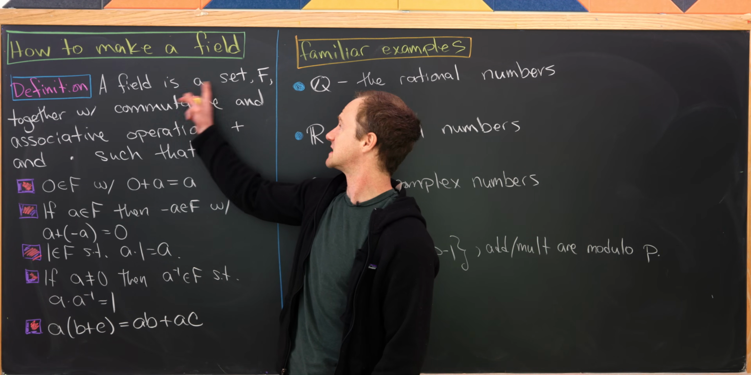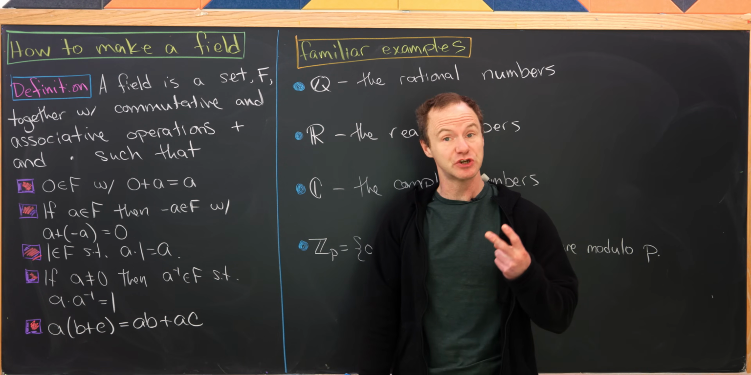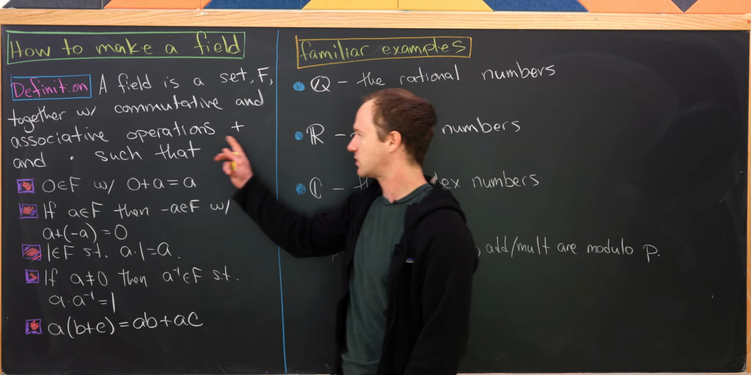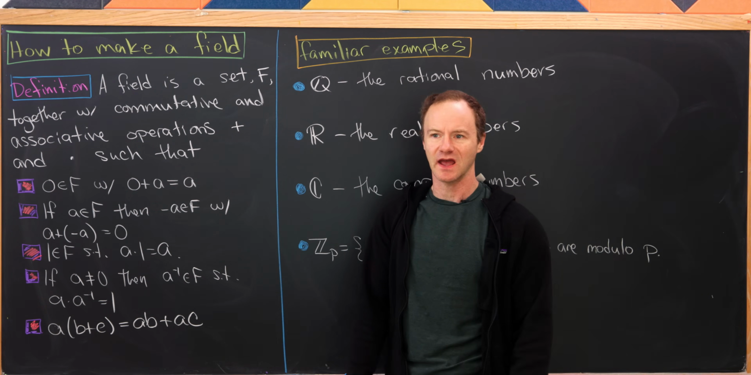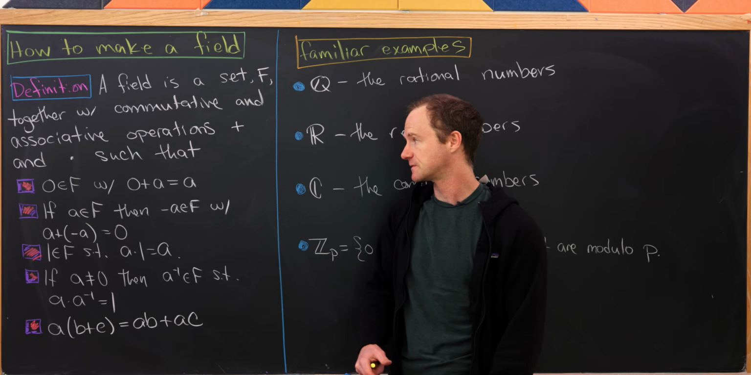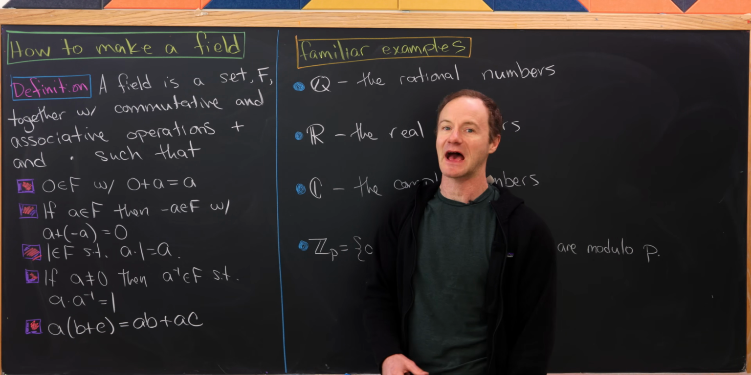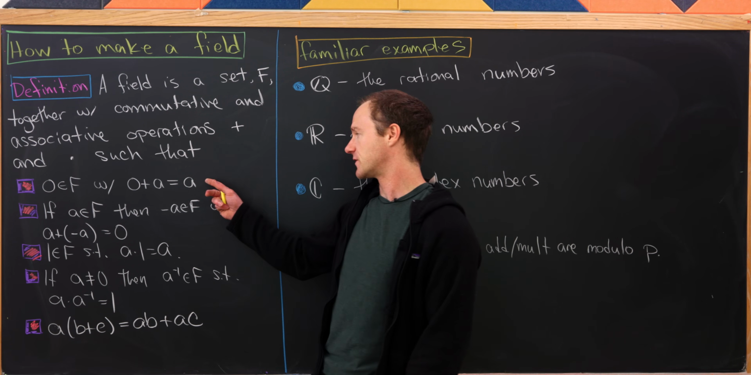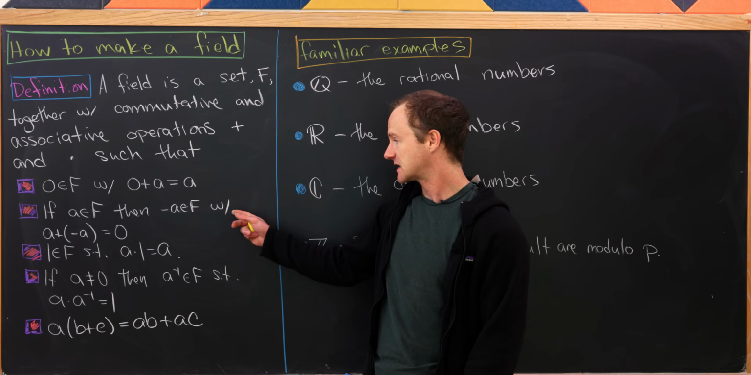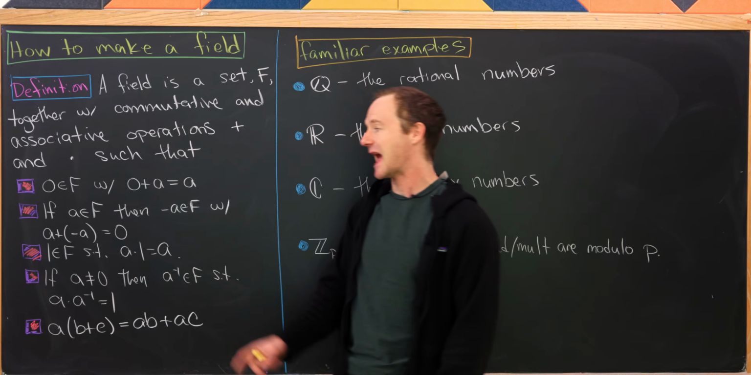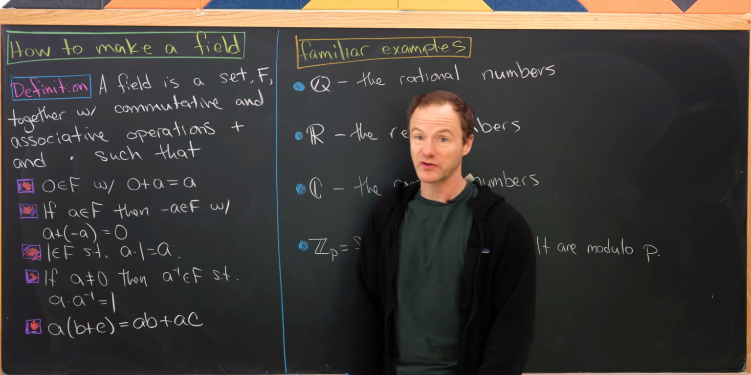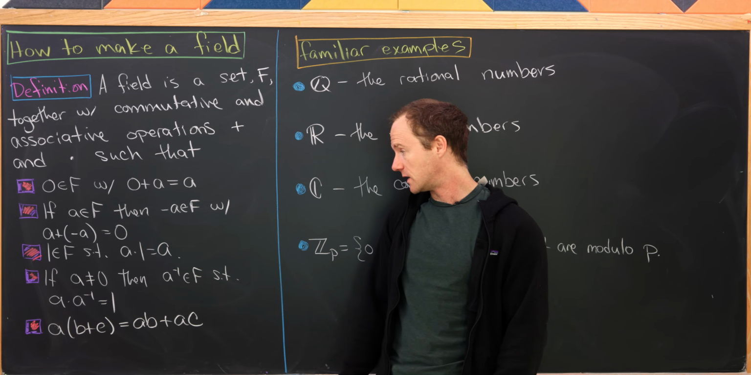So a field is a set F together with two commutative and associative operations. We'll call those plus and times. And in most cases, they are really just addition of numbers and multiplication of numbers. And then they have to satisfy some axioms. So first of all, there's a zero element that serves as the additive identity. Next, every element has an additive inverse, which we'll call minus a. Next, there's a multiplicative identity, which we'll call 1.